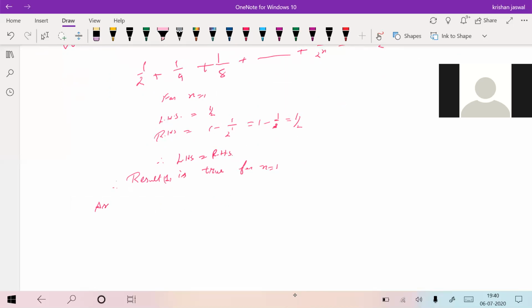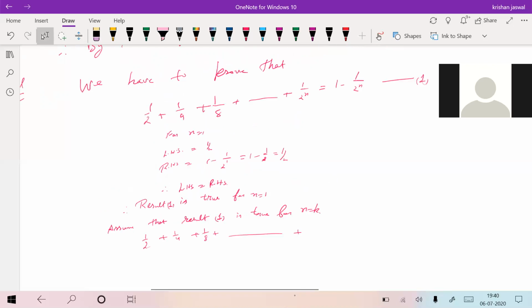Assume that result 1 is true for n is equal to k. Therefore 1 over 2 plus 1 over 4 plus 1 over 8 plus so on plus 1 over 2 power k is equal to 1 minus 1 over 2 power k.